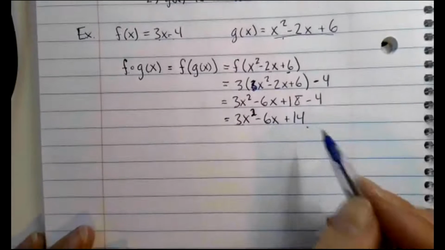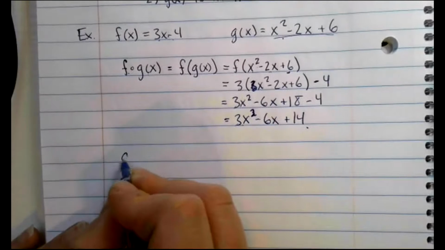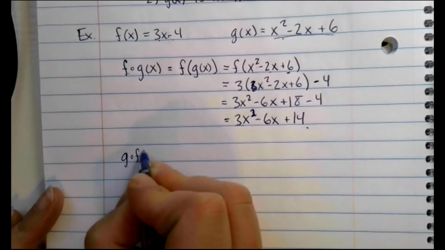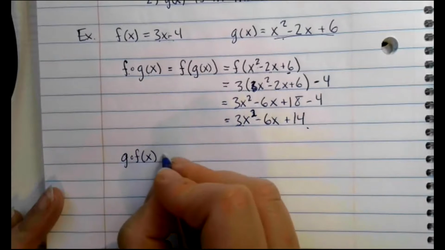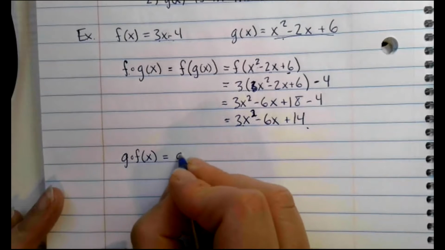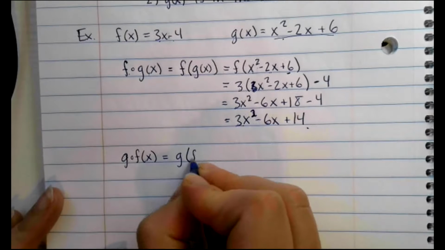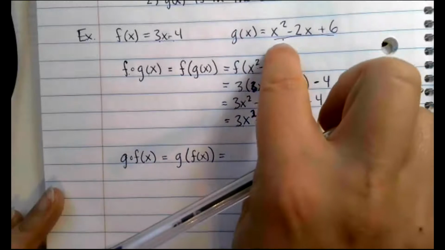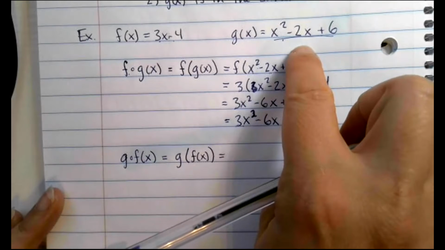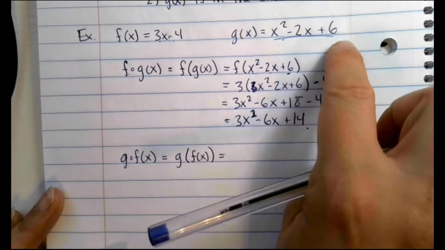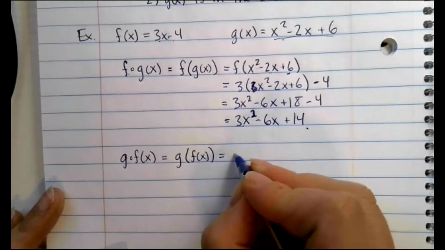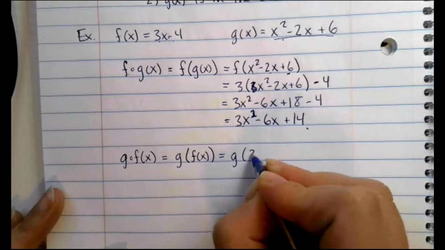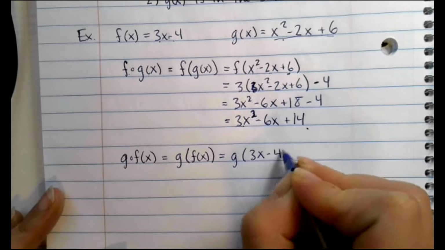We also can compose it the other way. We could take g of f of x, and we'll see that it'll give us something different. It matters in what order you do it. So g says take your input, square it, subtract 2 times the input, and add 6. So that's going to be g of 3x minus 4.